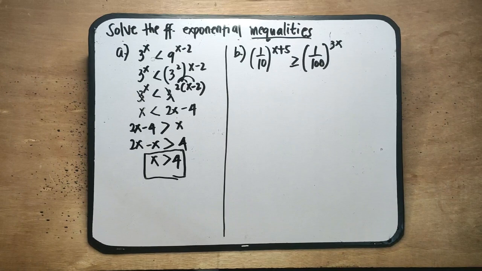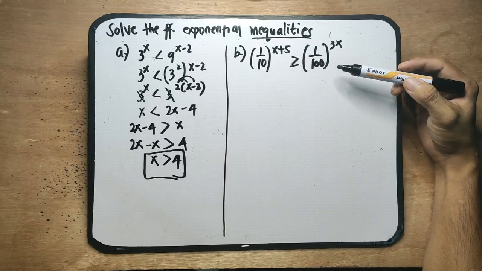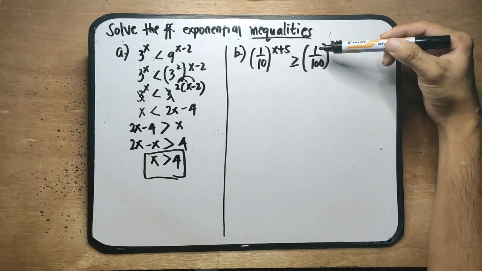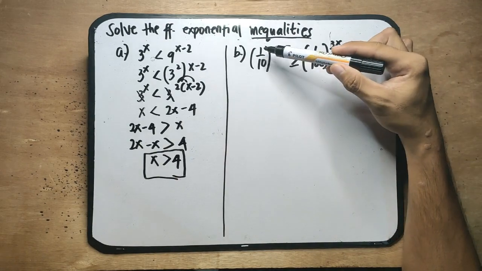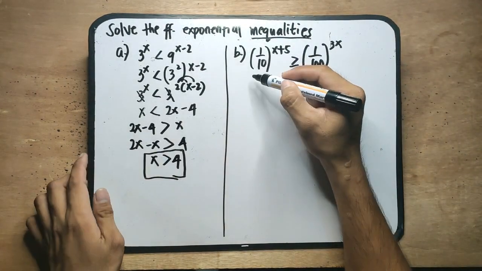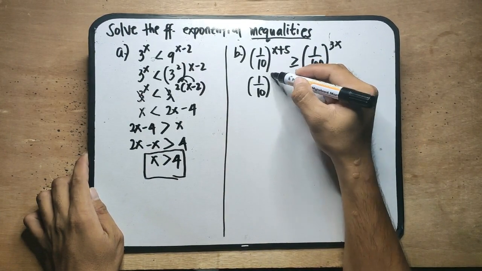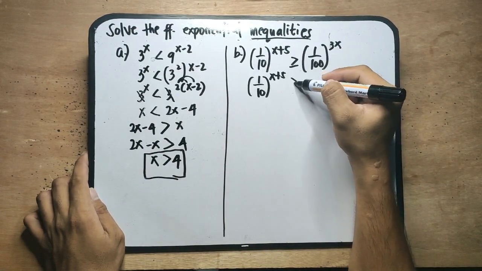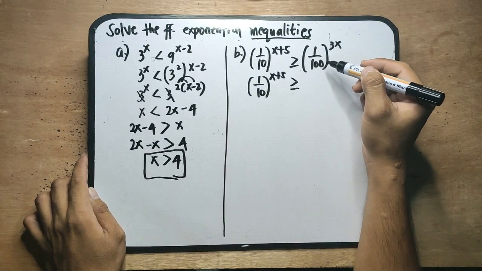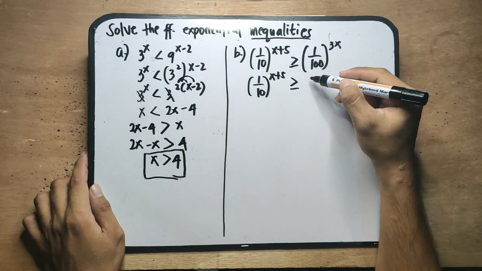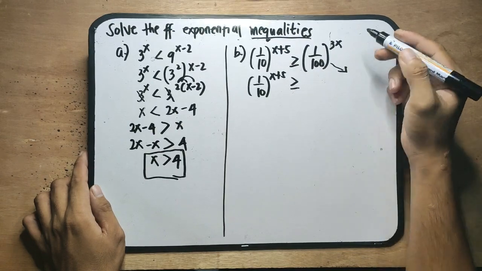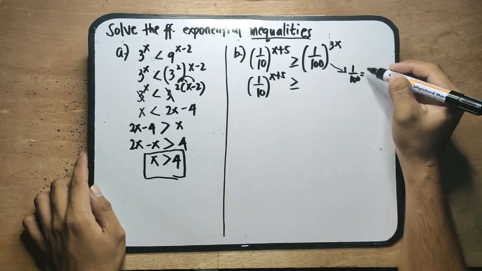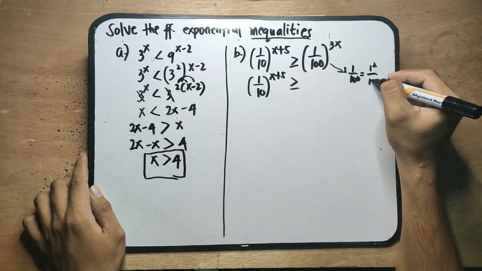Letter B, we have 1 all over 10 raised to x plus 5 is greater than or equal to 1 all over 100 raised to 3x. So see 1 all over 10, we can rewrite this 1 all over 100, we can rewrite this in terms of 1 all over 10 as the base. Okay, so we just copy 1 all over 10 here, raised to x plus 5, and then greater than or equal to, see 1 all over 100, it can be written as, I'll just explain here, 1 all over 100 is the same as 1 squared all over 10 squared.